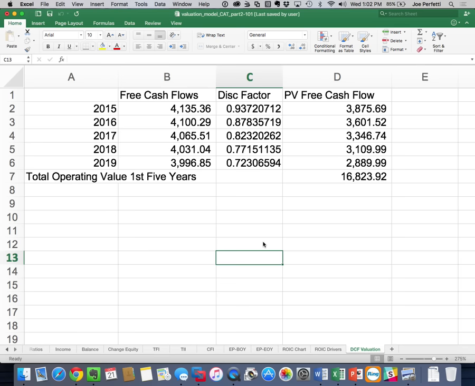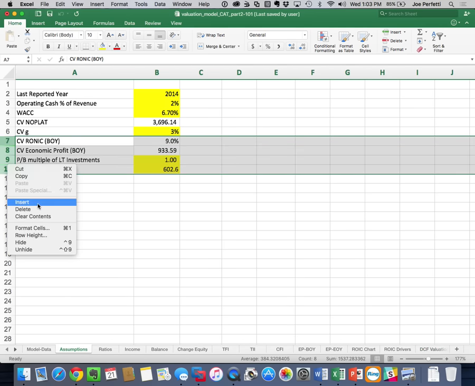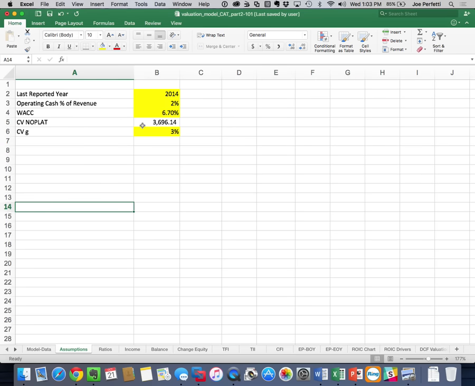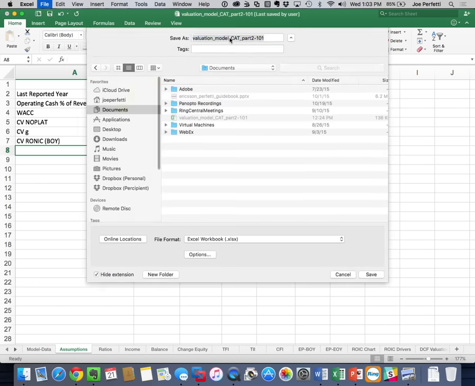Now I want to retype everything I just did. All right, so total operating value for the first 5 years, and on the Assumptions tab, wipe out assumptions we haven't gotten to yet. So these are the assumptions that I need. I need a continuing value NOPLAT, I need a continuing value G, and I need a continuing value RONIC. Again, it's based on beginning of year. All right, and then let me save, since Microsoft is unstable.